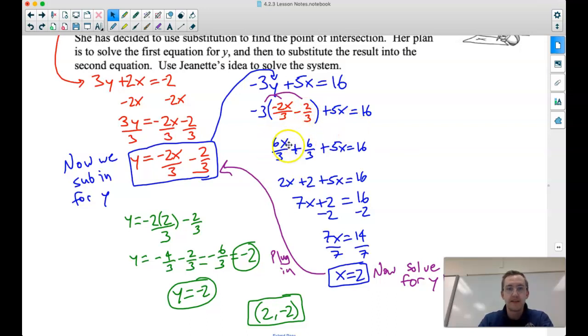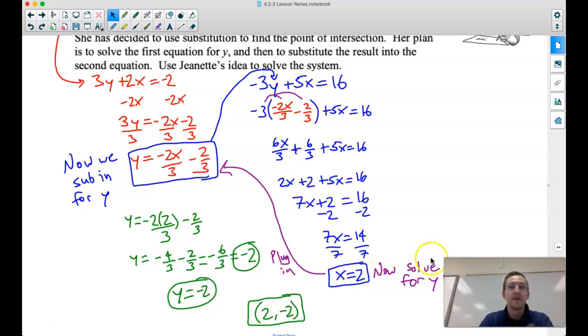So we would get 6x over 3 plus 6 over 3, because we multiply the numerators together and leave the denominators, especially because that negative 3 is really like negative 3 over 1. So then we can simplify both of these fractions, because 6 divided by 3 is 2. We get 2x plus 2 plus 5x is equal to 16. And now we can finally solve for x, and if we work that all the way through, we get x is equal to 2.